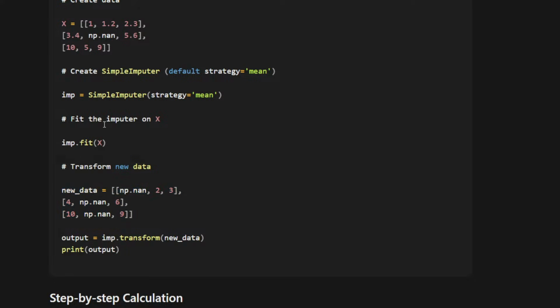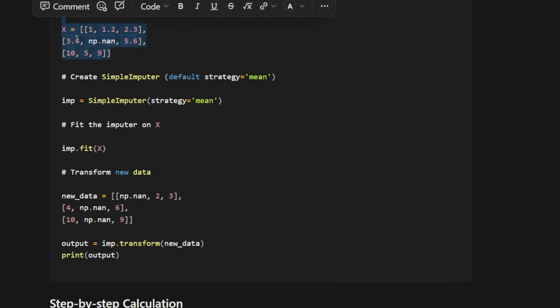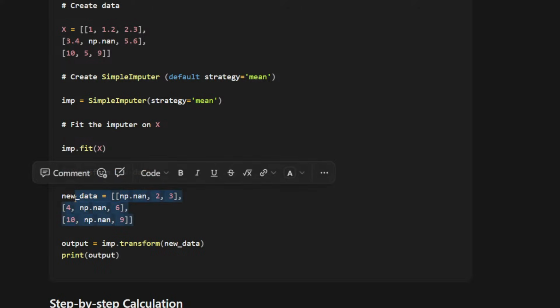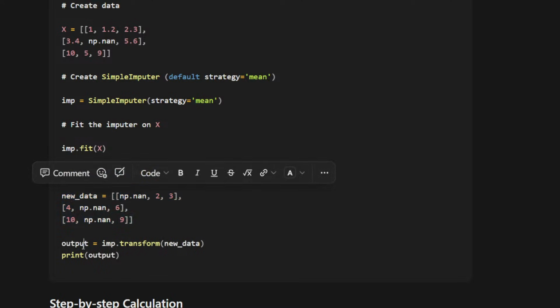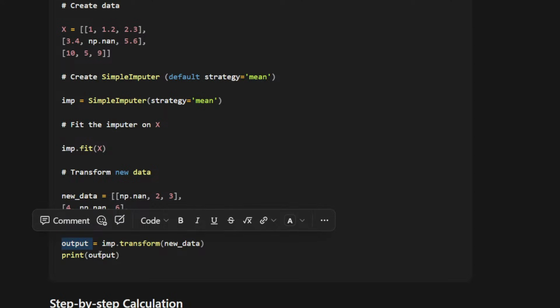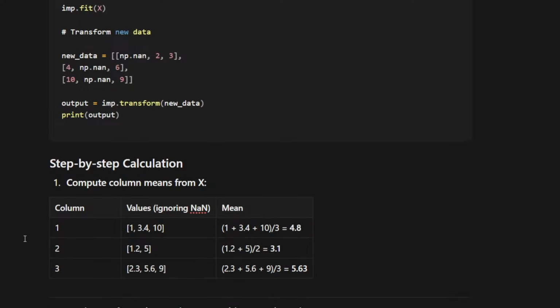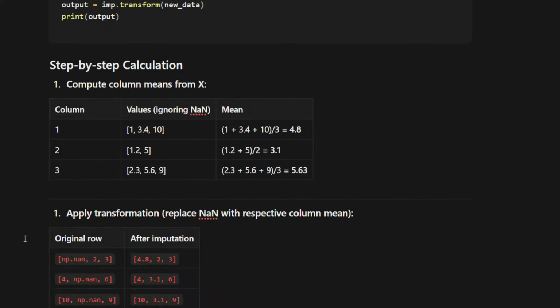So whatever the simple imputer learned from this data, we are going to use that learning and apply it on the new data. Output equals imputer transform of new data. So this will apply the knowledge that the imputer has on the new data, and then return the output, and then we are printing the output. This is the code.